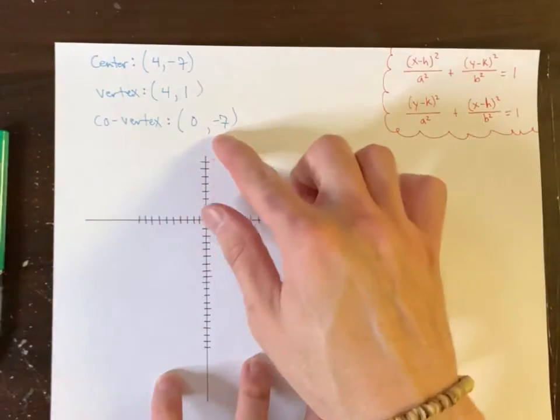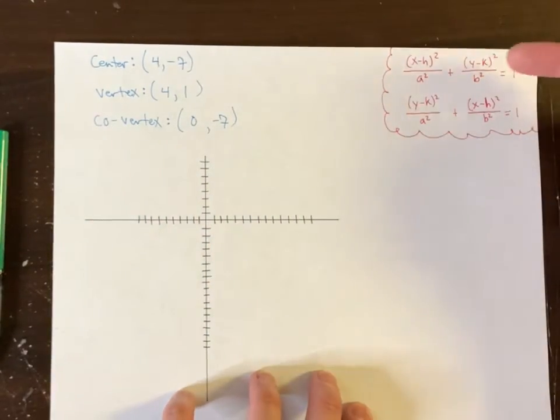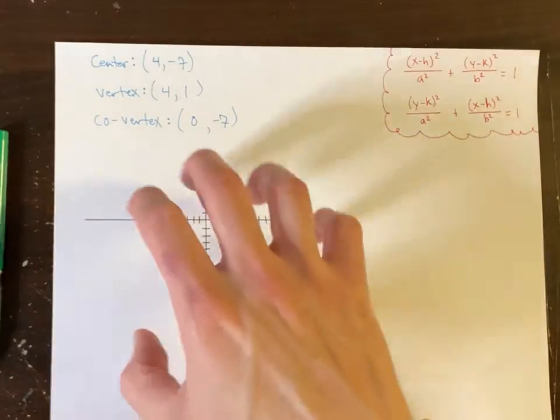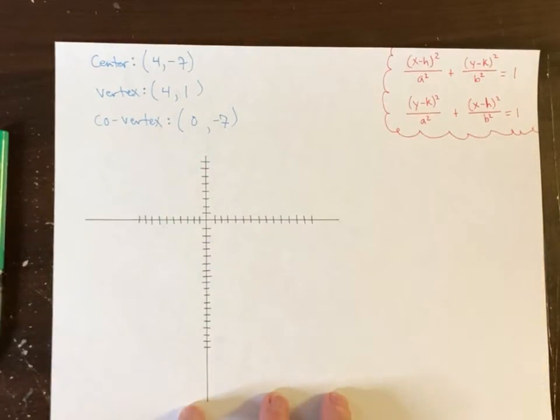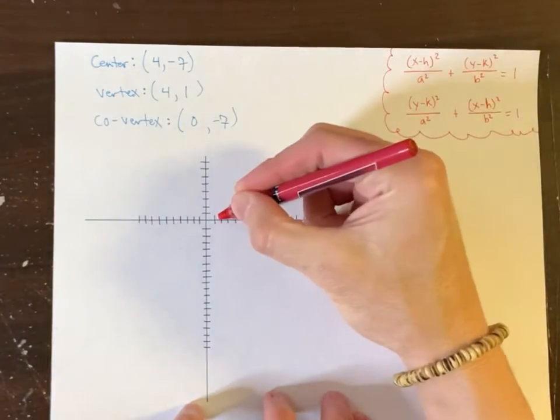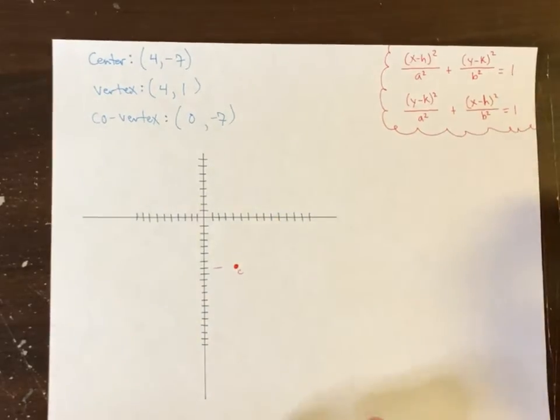So we're given these items, and what we want to do is provide them with the equation of the ellipse that is described here. You don't have to make a graph, but I highly recommend that you do. It really does help. So the center is at (4, -7). So that's our center right there.